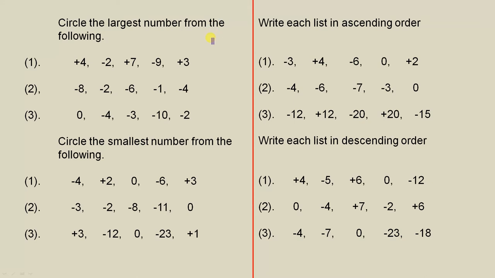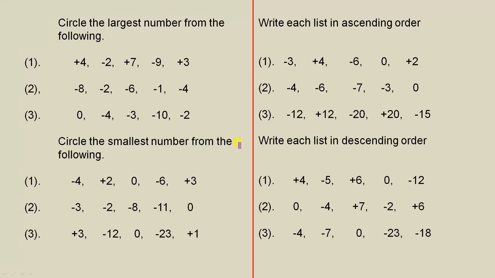So the first one, circle the largest number from the following. So here are three separate lists. All you've got to do is put a circle around the largest number in each list. Now that's pretty easy to understand. If we remember from the lesson, the largest number is the one to the right of all the others. So that's pretty straightforward.